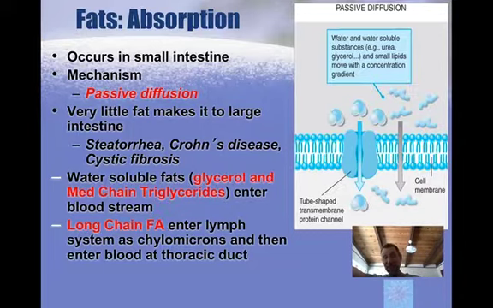The long-chain fatty acids, the long-chain triglycerides, right, which are typically what we see in most food products that we consume, they first enter our lymph system as chylomicrons and then ultimately enter our blood through what's called the thoracic duct. So don't worry too much about those details. Just from this slide, take that fat absorption uses passive diffusion.